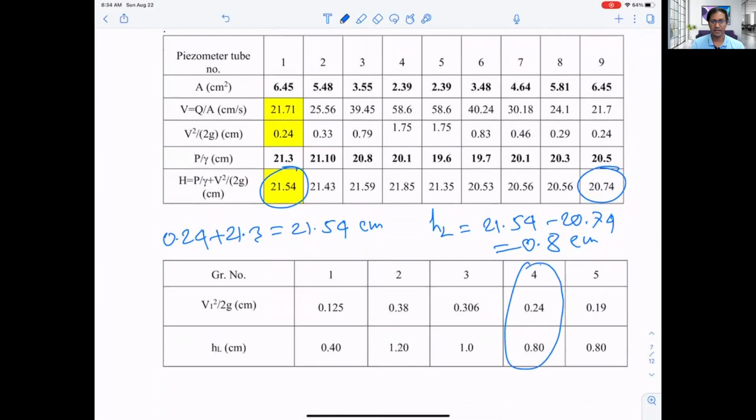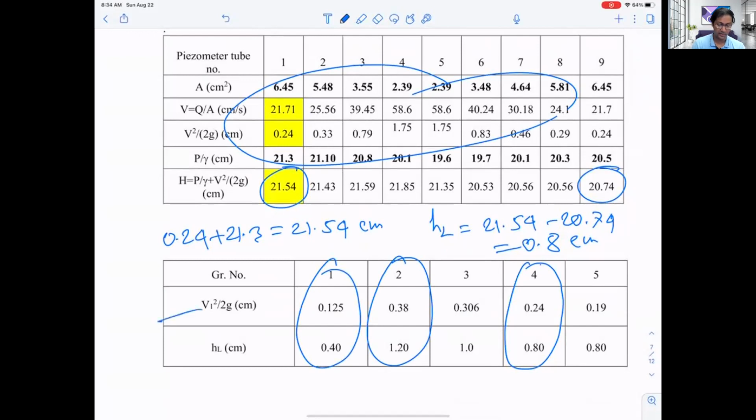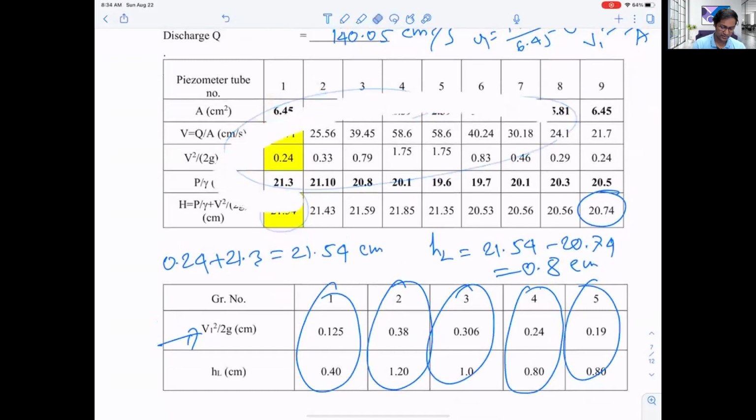So then we change the condition Q, and we have done all this repeatedly. We are changing the Q again. We're getting this value of head loss, and since we need to see the change of head loss with velocity head, we have 5 different flow rates, 5 different head losses for 5 different groups, right? We're sharing this information here.